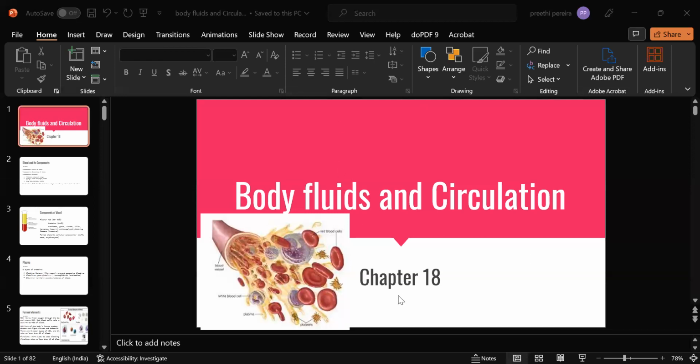Now we are going to study chapter 18, not 16, sorry, 18, that is body fluids and circulation. So what are we going to study in this chapter? We are going to study the blood and its components and circulation, how blood is being circulated in our body. When we are talking about circulation, we will be talking about blood vessels as well as the heart and the diseases related to the heart and other circulatory systems. These are the subtopics we are going to study in this chapter.